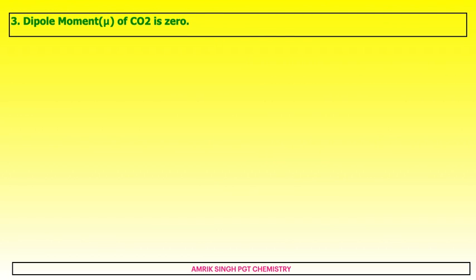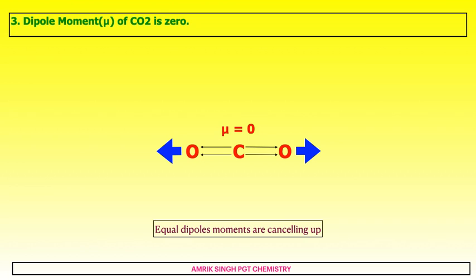Now dipole moment of CO2 is zero. It proves that it has a linear shape. Here is O, and the direction is from carbon to oxygen, the dipole direction being positive to negative; oxygen is negative, carbon is positive, again carbon to oxygen, and these two dipoles cancel one another, equal and opposite. Therefore the resultant dipole moment is zero. In this case equal dipole moments are cancelling out.